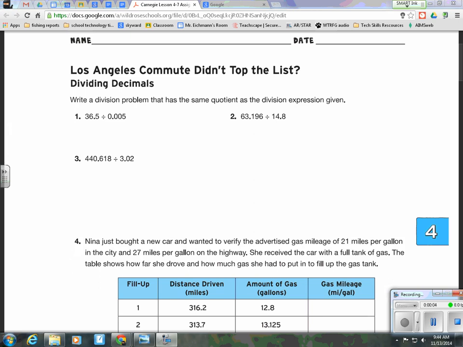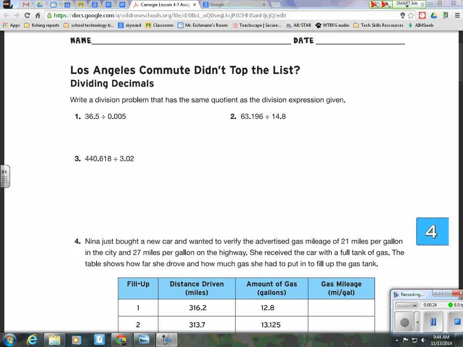Problem number 1 says, write a division problem that has the same quotient as the division expression given. All right, let's get going. Write a division problem that has the same quotient as the division expression given.